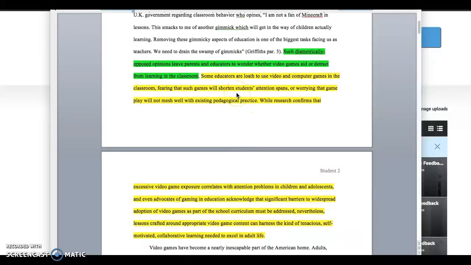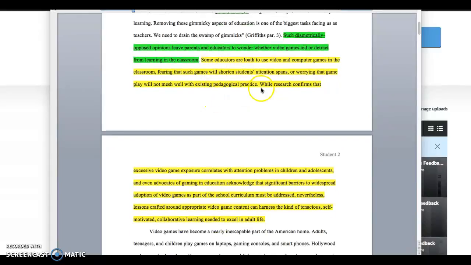"Some educators are loath to use video and computer games in the classroom, fearing that such games will shorten attention spans or worrying that gameplay will not mesh well with existing pedagogical practice." I can never say that word. So this is a really good introduction of the opposing view, and then here's his view.